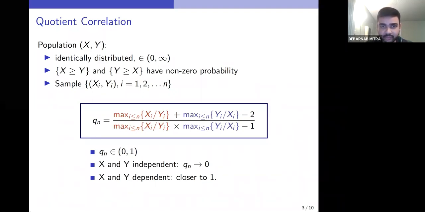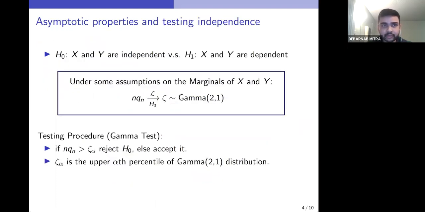And because there's a product in the denominator, we have Qn tending to 0. On the other hand, when X and Y are dependent, Qn is closer to 1. So Qn can be used as a measure to predict the dependence or independence between random variables X and Y.